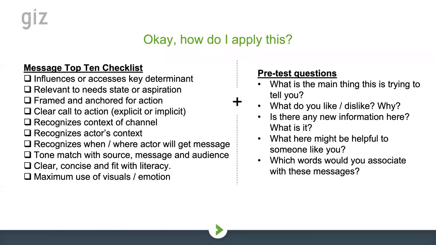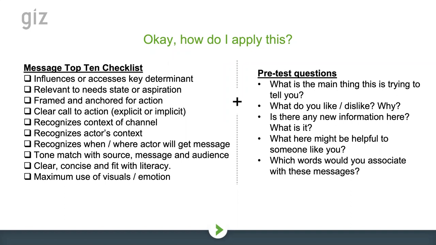Does it recognize the context of the communication channel? Where are they getting the message? How are they getting the message? Is that a place where they can act? And how does that fit in to where they are? We often talk about the stages of change as a way to segment people. Are they pre-contemplation, contemplation? Are they thinking about the behavior? Are they planning to do the behavior? Are they actually doing the behavior? You also want to think of what stage they are in when they get the message. Where are they when they get the message, and what time is it? Is it the right time? You really want to be thinking about that.